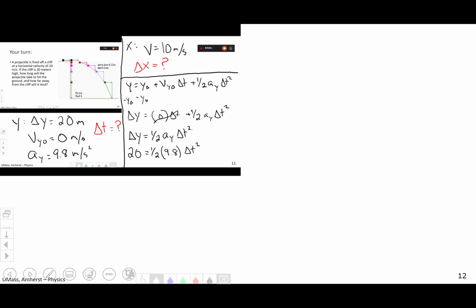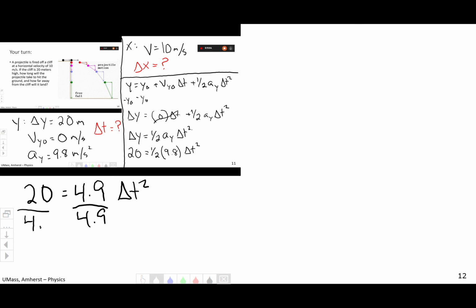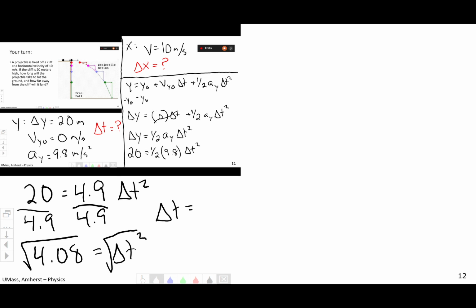So we'll finish our calculation. 1/2 of 9.8 is 4.9 times delta t squared, divide by 4.9. So we get 20 divided by 4.9 equaling 4.08. That equals delta t squared. So we square root both sides. We get a delta t of 2.02 seconds. And that is the time. So that's from the vertical.